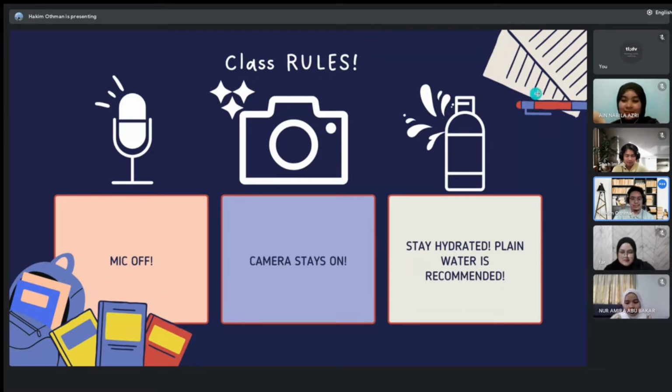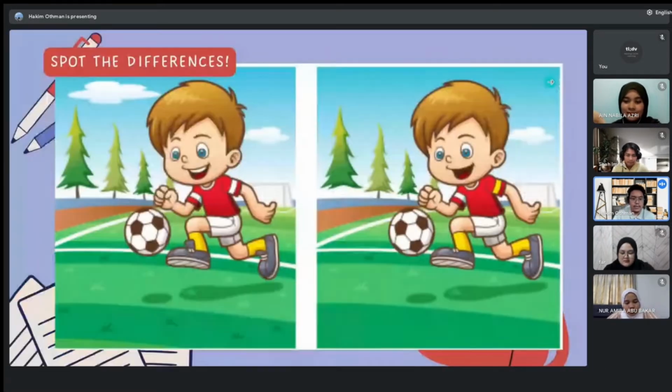All right, so before we start the class, I want to see whether your mind is on focus mode or not. So we're going to play a game. I'm going to show you two pictures and I want you guys to spot the differences. There are 5 differences in the pictures, okay? So I'm going to give you 10 seconds. Your 10 seconds starts now.